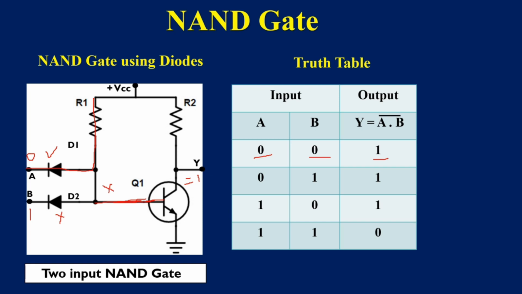In the cutoff position, the output voltage is equal to VCC. VCC means the output is high. So when A is 0, B is 1, Y is equal to 1. Now I am going for the third condition.